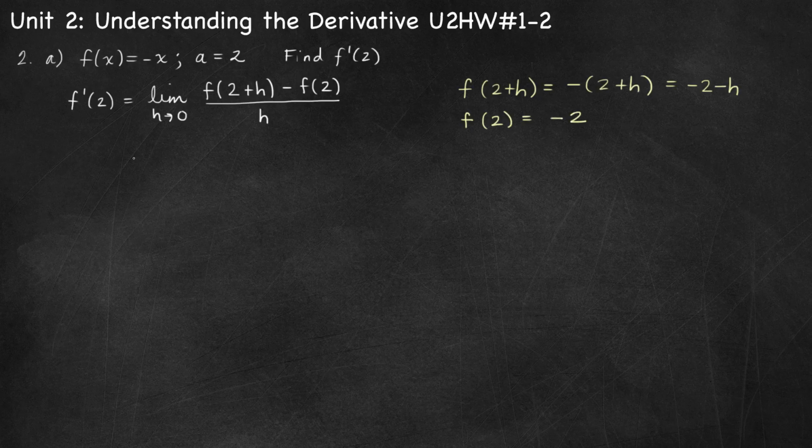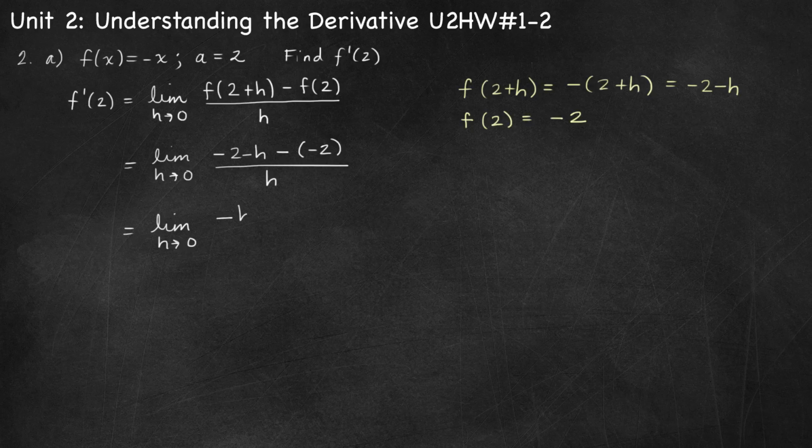So let's go back to our limit. We have the limit as h approaches 0. f of 2 plus h is equal to -2 minus h. We've already figured that out. Minus f of 2, and f of 2 is equal to -2. All of that is over h. So we'll continue simplifying. We have the limit as h approaches 0. -2 minus h minus -2 is just -h, over h. And that is the limit as h approaches 0 of -1.